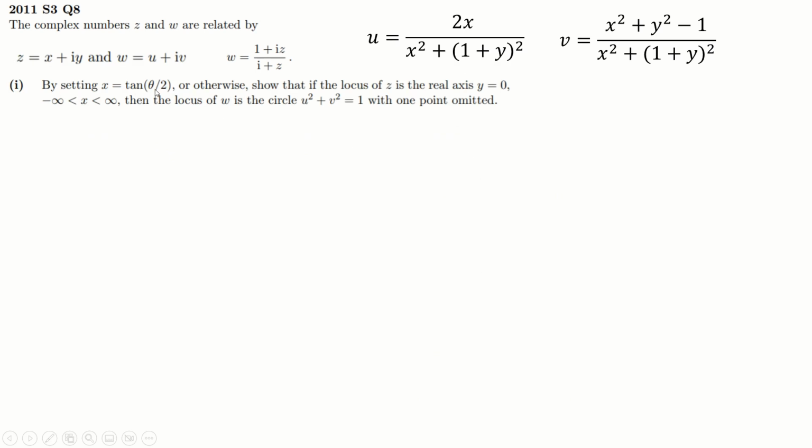By setting x equals tan theta over 2, I'm quite happy to see this because I do lots of this in integration sometimes when I get desperate enough to use t formulas. So quite used to this substitution. So hopefully we're onto a good thing here. And also y is 0.